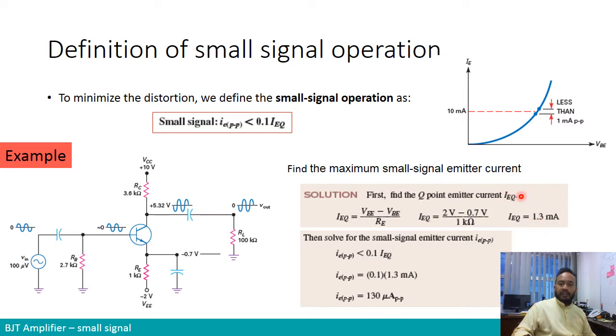Now that you have the emitter current, the next thing is just to apply the small signal condition. The peak-to-peak AC current needs to be 10 times smaller. Therefore, if it is 10 times smaller, then you'll get 130 microamps peak to peak.